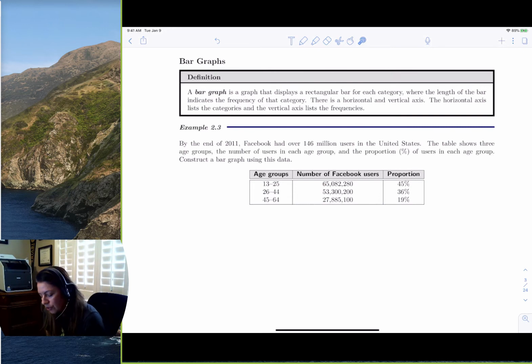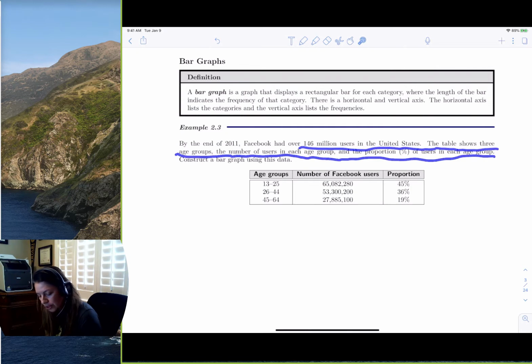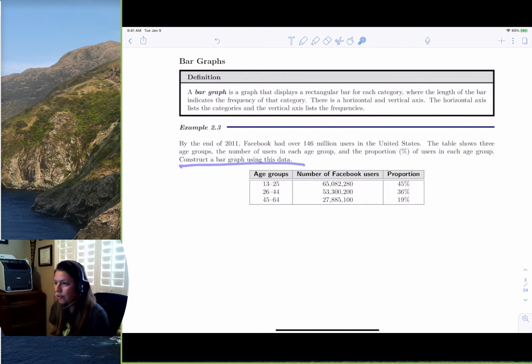By the end of 2011, Facebook had over 146 million users in the US. The table shows 3 age groups, the number of users in each age group, and the proportion of users in each age group. Construct a bar graph using this data. So all we have to do here is draw the first quadrant, label categories on the x-axis, frequencies on the y-axis, and then just draw rectangles as high as the frequencies. So let's go ahead and do that.